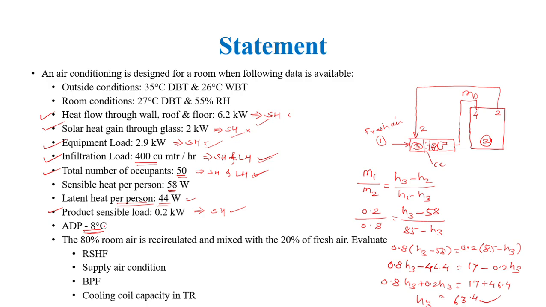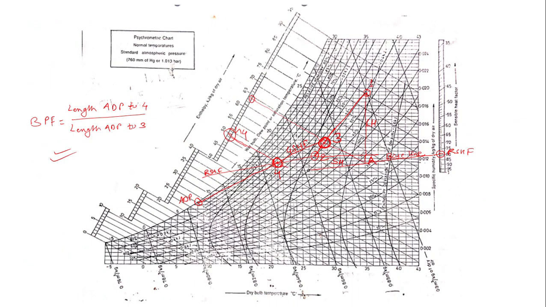Now if instead of the ADP, the bypass factor is given, then H3 you have already got. You will adjust the scale such that the length from the saturation curve to the RSHF line divided by the length from the saturation curve to point 3 is equal to the bypass factor. You use a trial and error method and you will get point number 4. That is the variety of problem you can get.